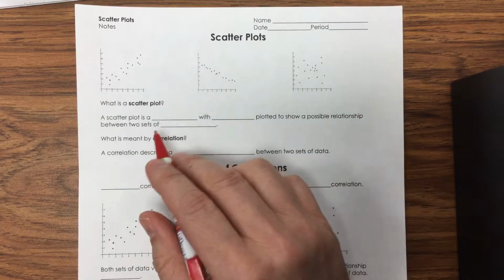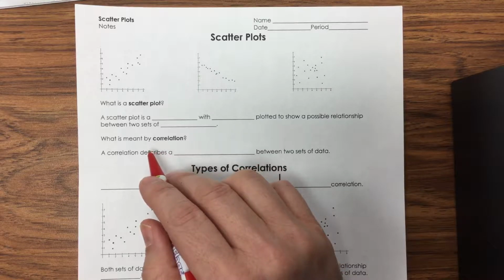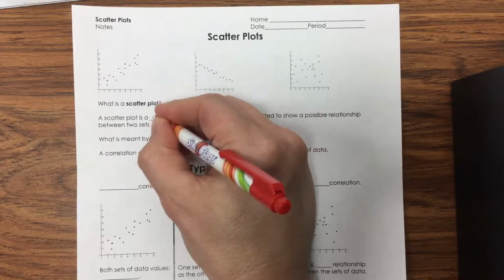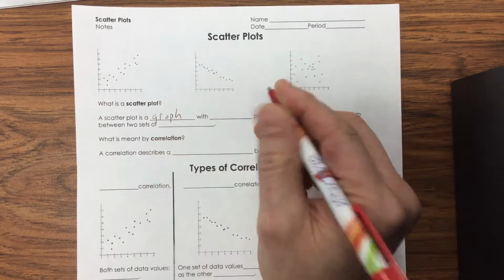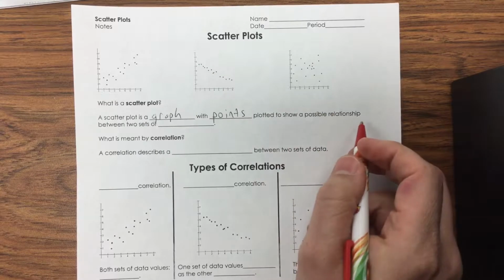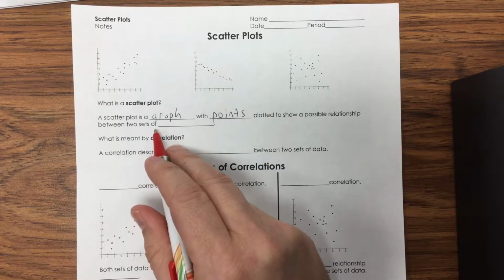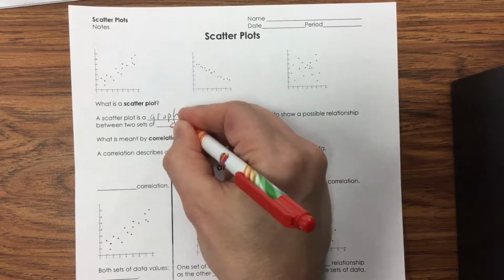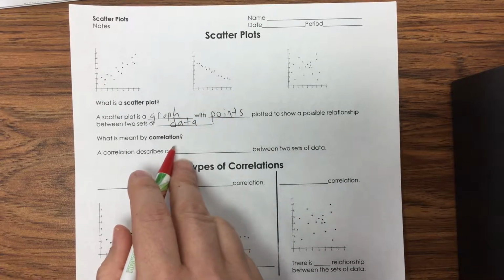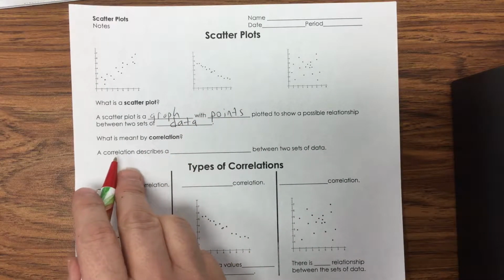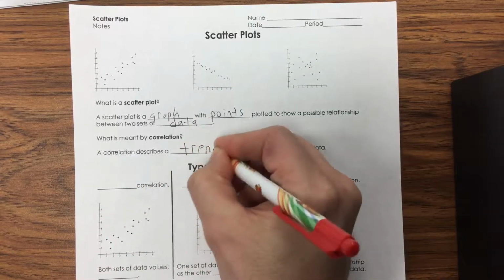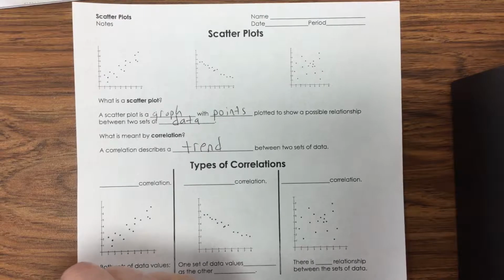So what is a scatter plot? Okay, a scatter plot is a graph with points plotted to show a possible relationship between two sets of data. What is meant by correlation? A correlation describes a trend between two sets of data.